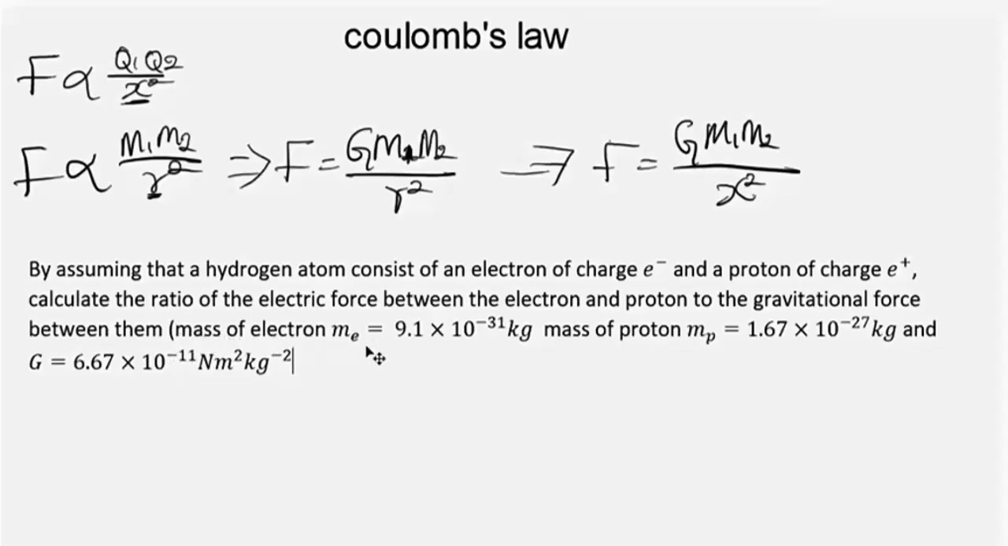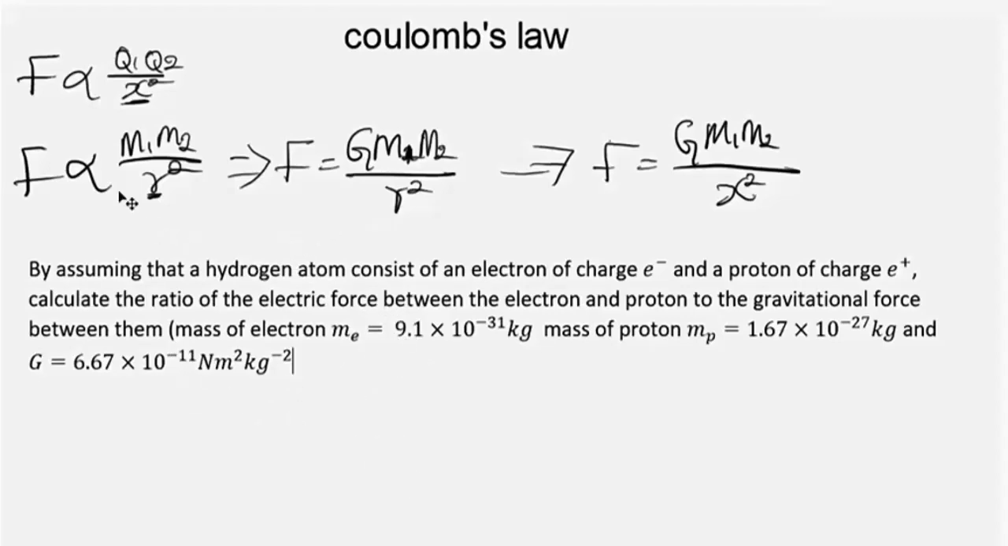Now let's take the mass of the electron to be 9.1 times 10 to the power of minus 31 kg, and the mass of the proton to be 1.67 times 10 to the power of minus 27 kg, and then the universal gravitational constant, which is 6.67 times 10 to the power of minus 11 Newton meter squared per kilogram squared. Alright, so we'll go ahead and solve this question together.